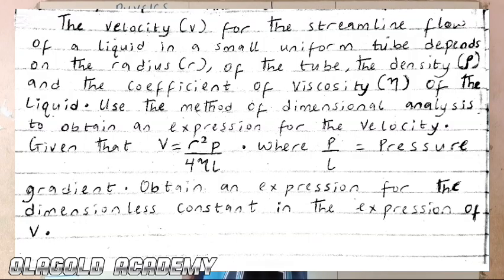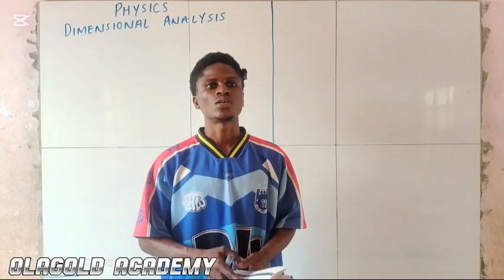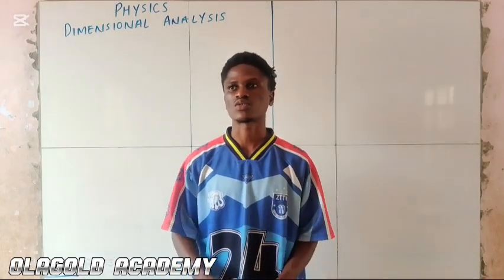Given that V equals r squared times P over 4 eta L, where P over L is the pressure gradient, obtain an expression for the dimensionless constants in the expression of V, that is, we are making V the subject of the formula. Alright, without putting more time, let's go into the calculation.